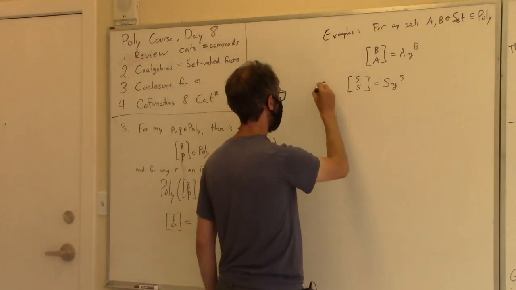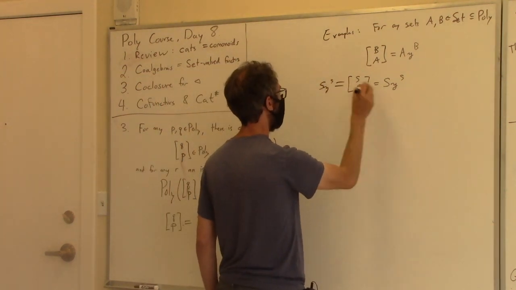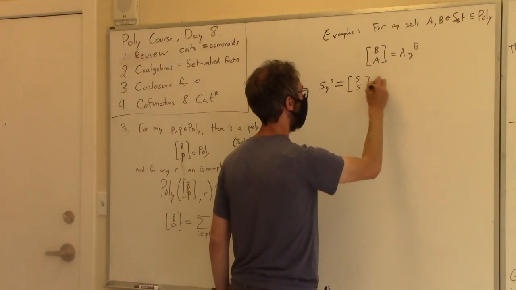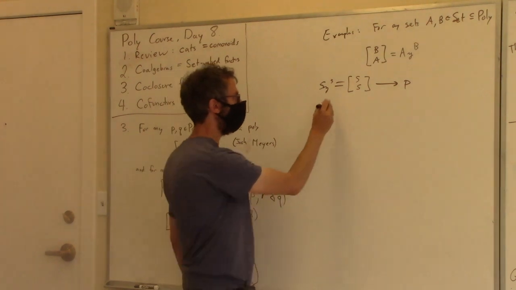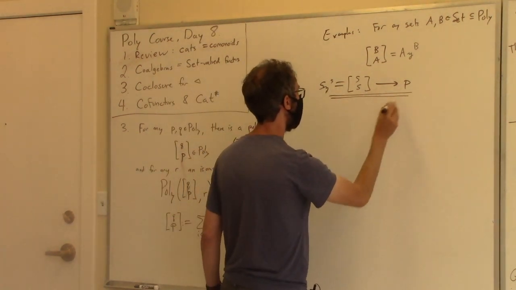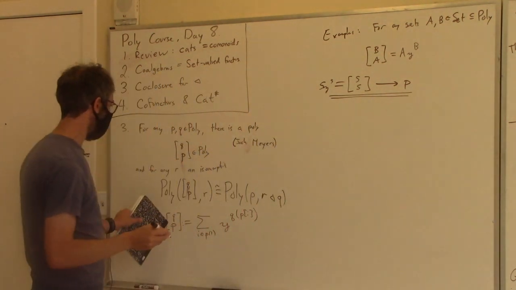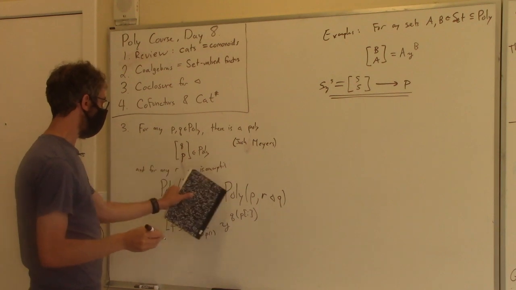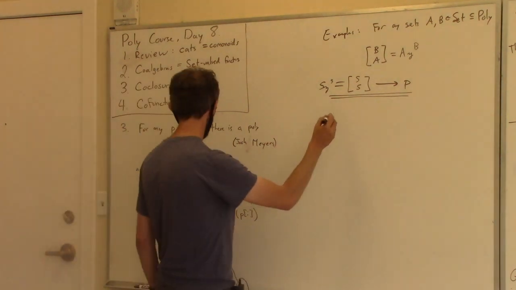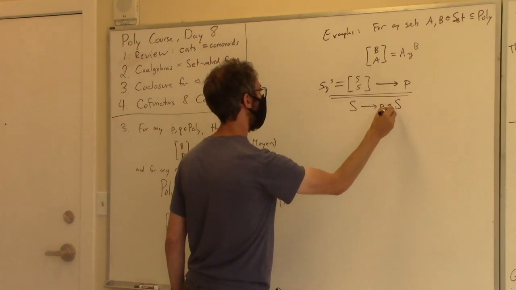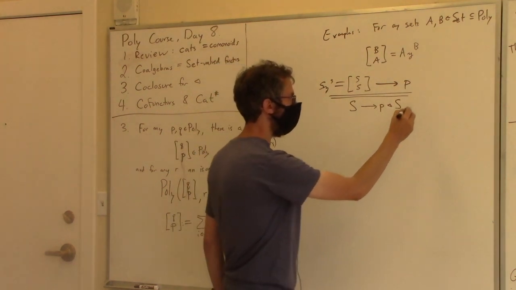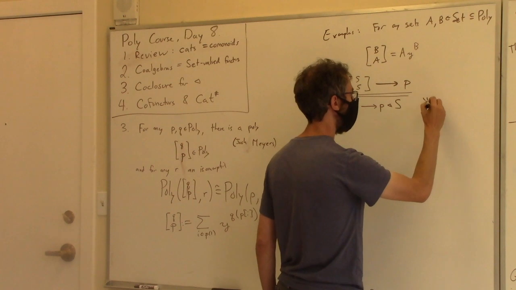So a map from Sy to the S to some p is what we call a dynamical system. But now we know that that's the same thing by this formula here as a map from S to P composed S. And this is what people normally call a P coalgebra.